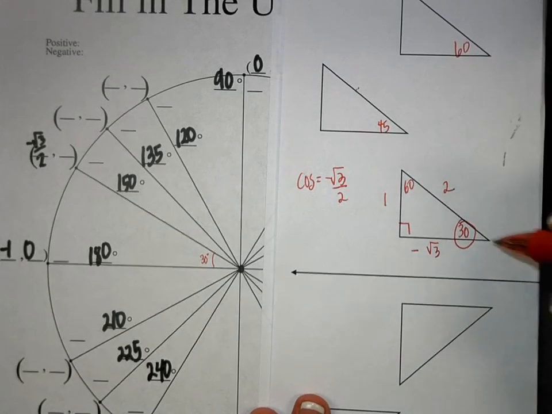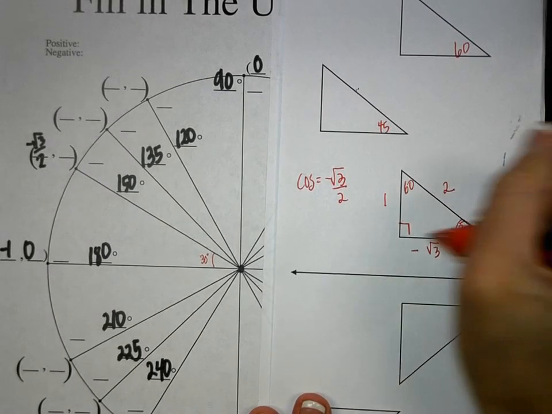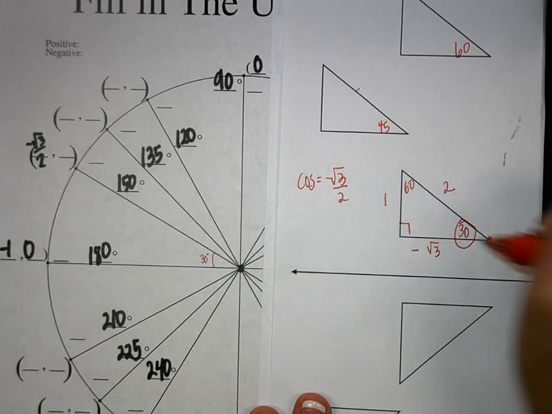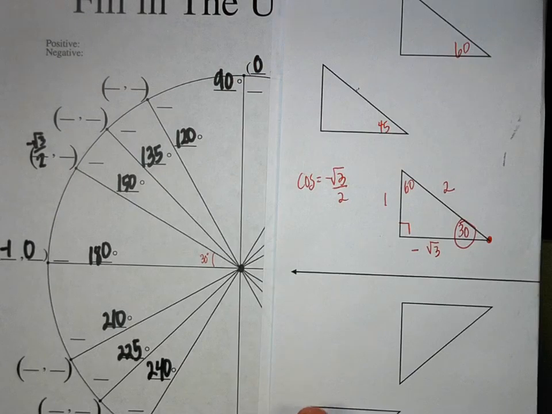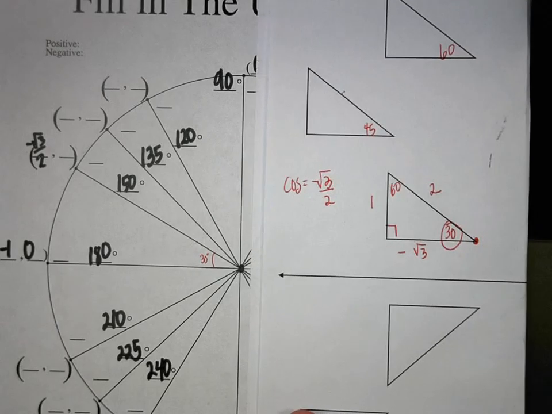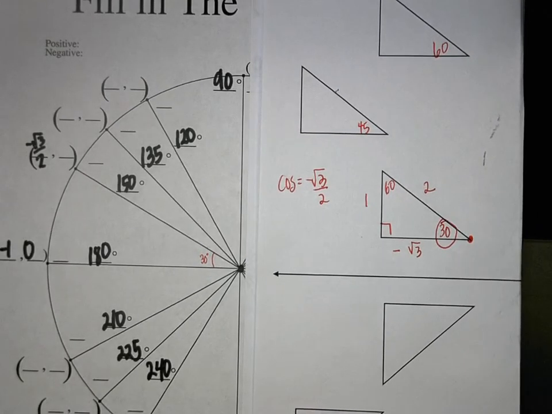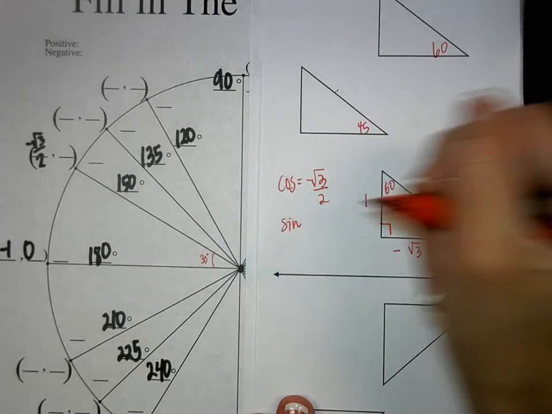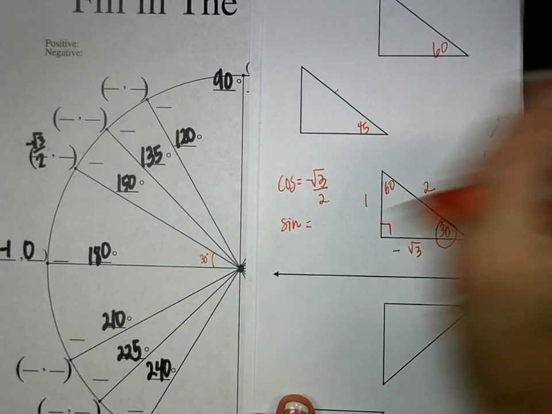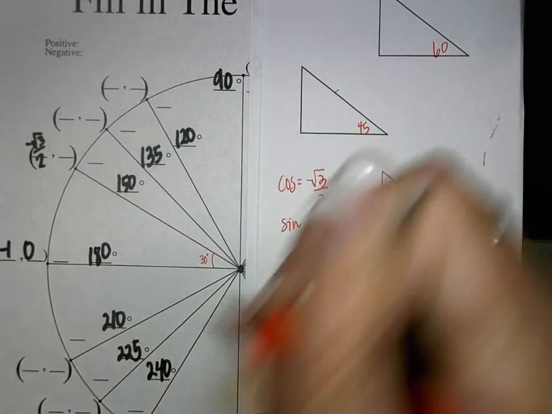Because from our point of origin where this starts, it's going left on this triangle, and left is negative. So any x values this way are negative where y is positive. Okay. So then our y on this, the sine of 30 is opposite, which is 1 over 2.